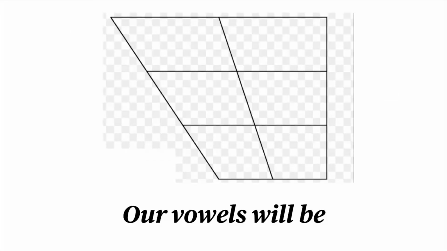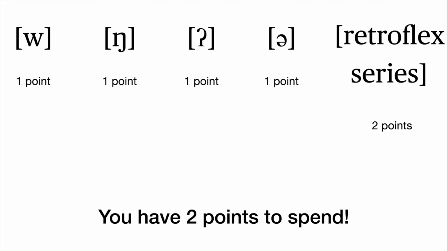Our vowels will be A, E, I, O, and U. A pretty basic 5-vowel system. Now here's the fun part. You have 2 points to spend for watching 2 of the lessons in this course, I guess.